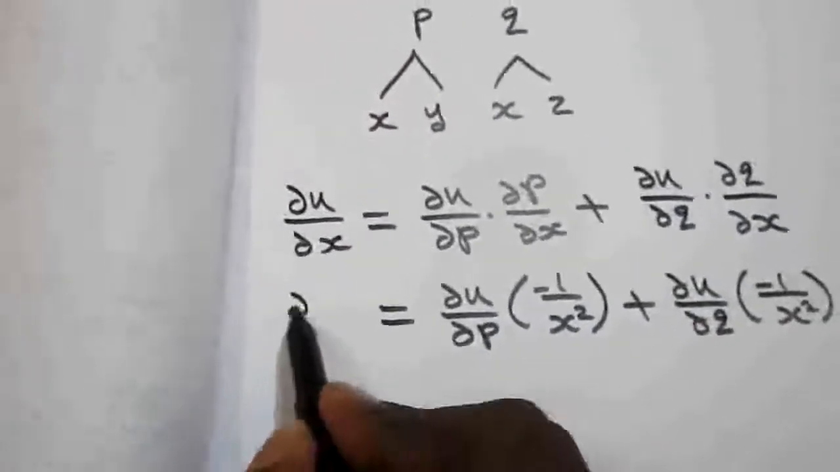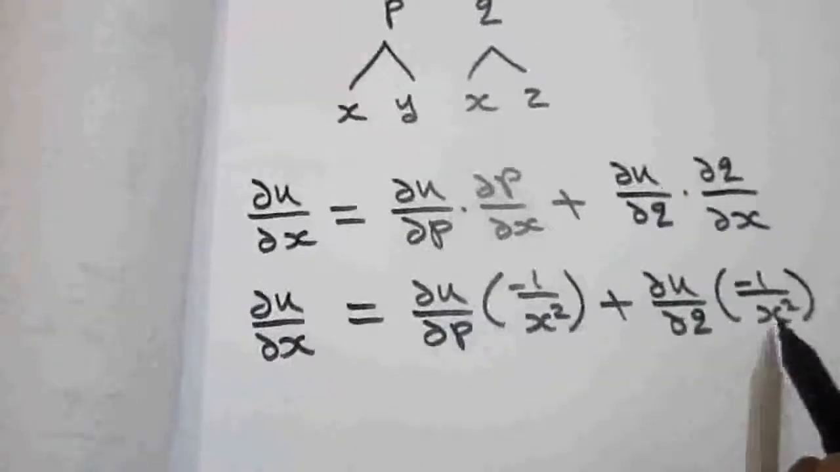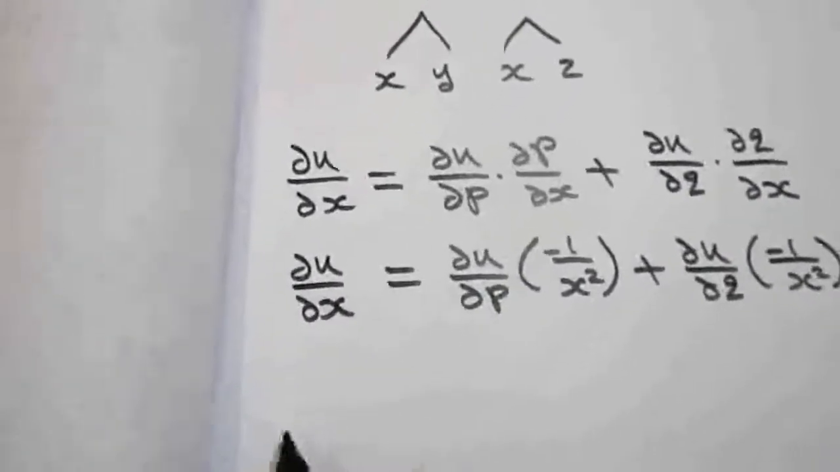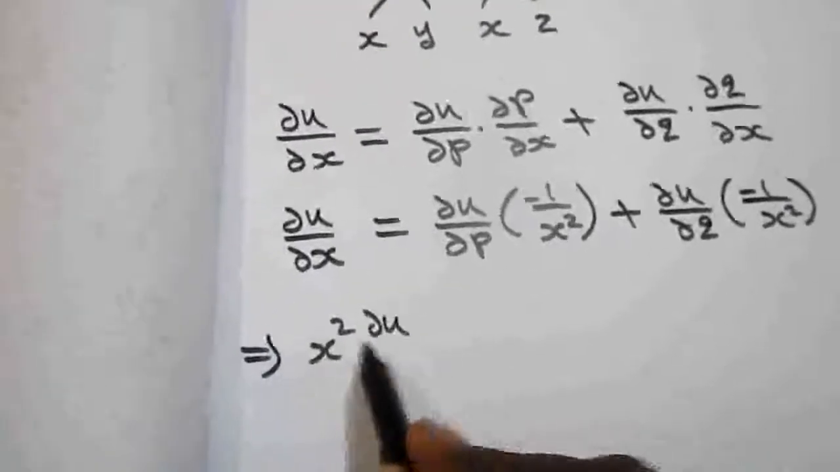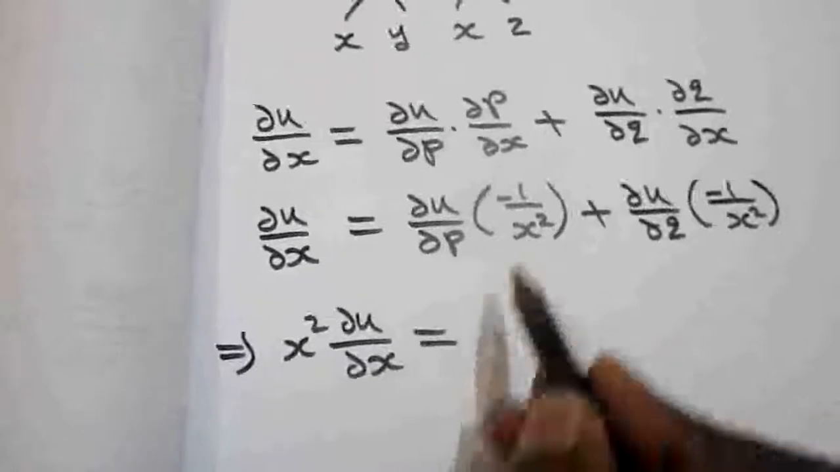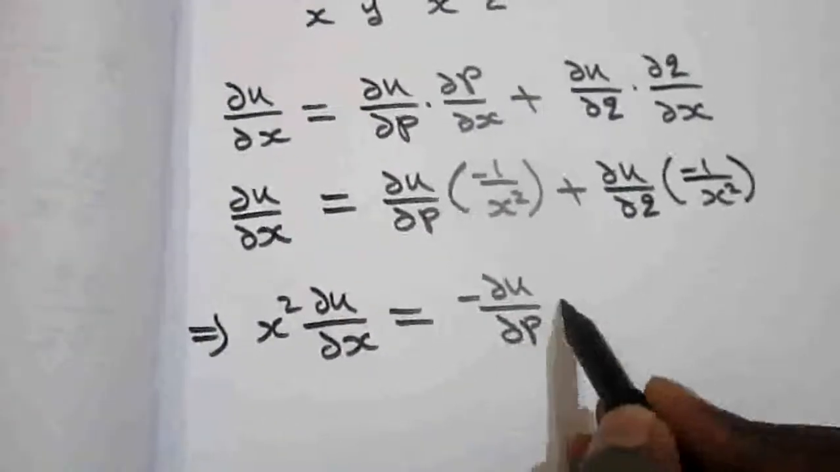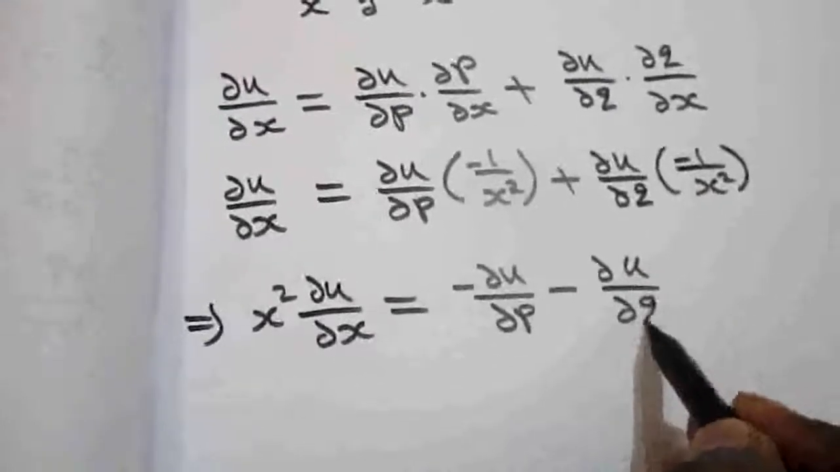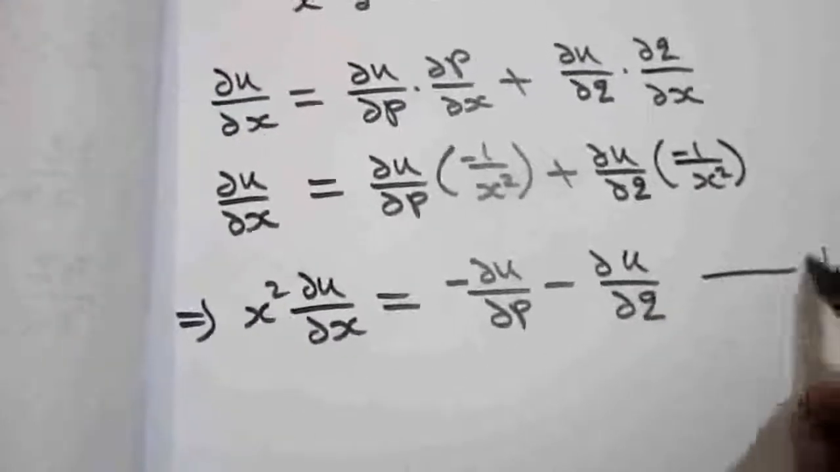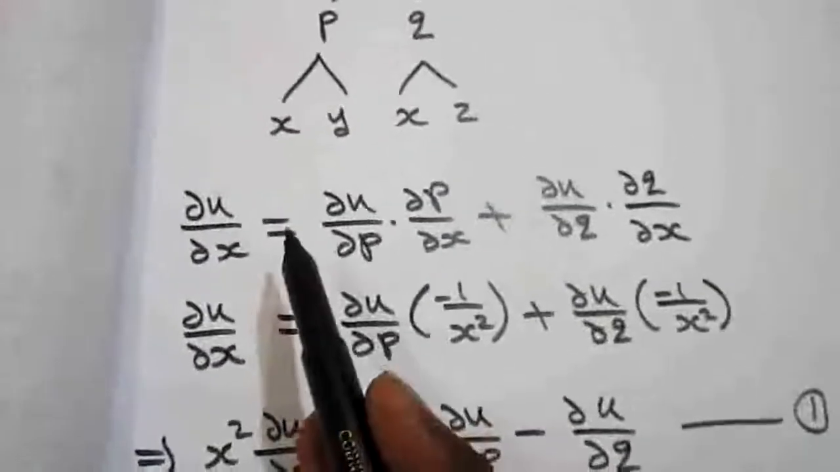So here, ∂u/∂x. Now these two x square I am going to take to the left hand side, which implies that x square into ∂u/∂x is equal to minus ∂u/∂p and minus ∂u/∂q. So we found one value, which is x square ∂u/∂x, from the first formula.